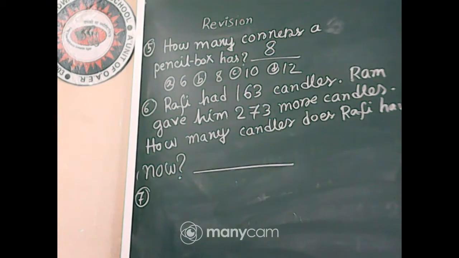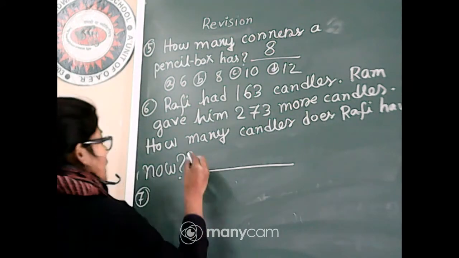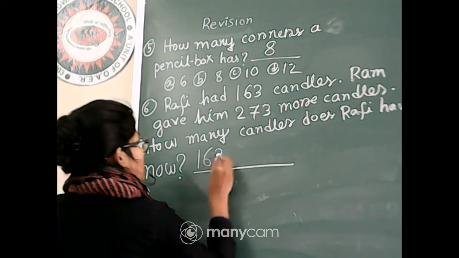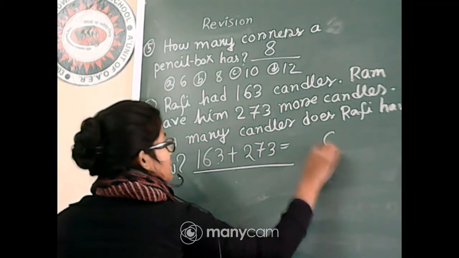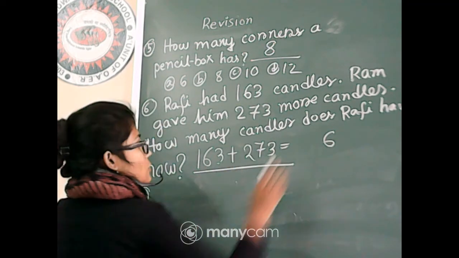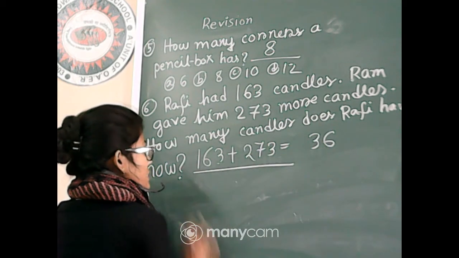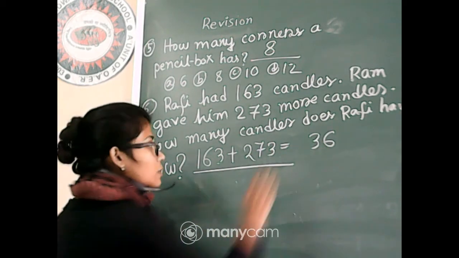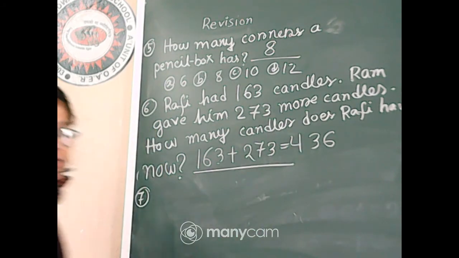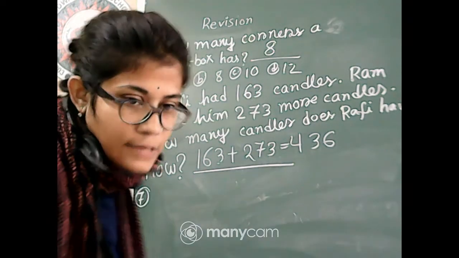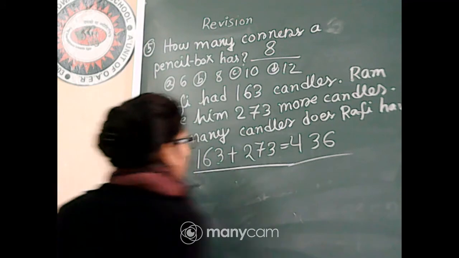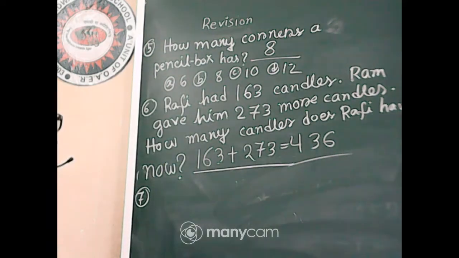Rafi had 163 candles and Ram gave him 273 more candles. So definitely it will be addition. So 163 plus 273. Now 3 plus 3 is 6. 7 plus 6 is 13. So 3 is there, 1 carry. 2 plus 1 is 3, and 3 plus carry 1 is 4. So 436. 436 candles.